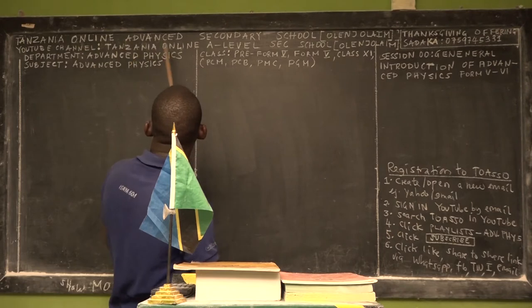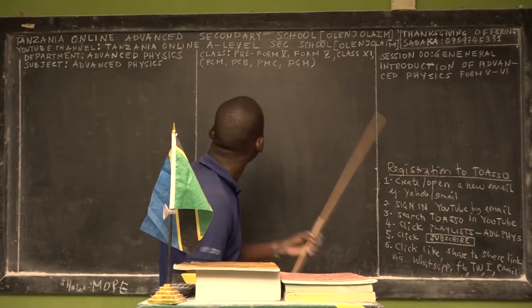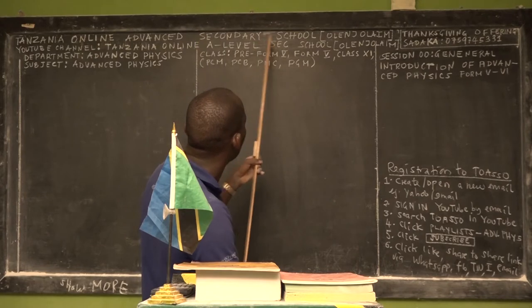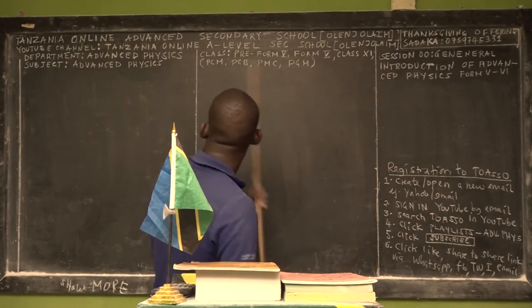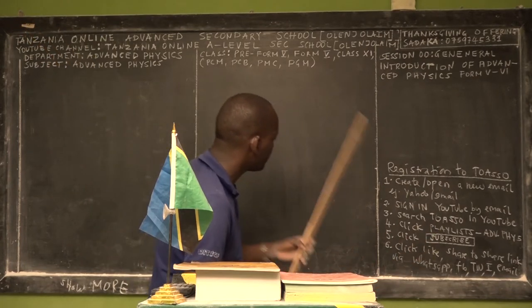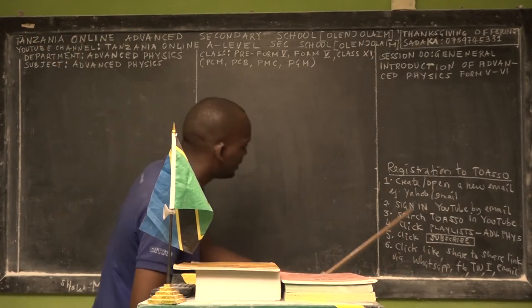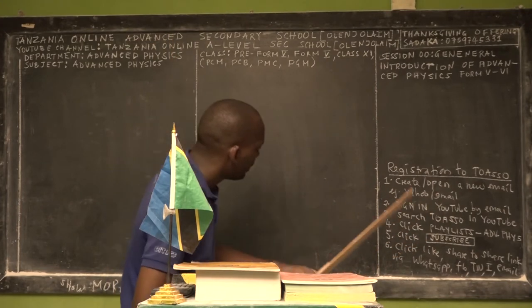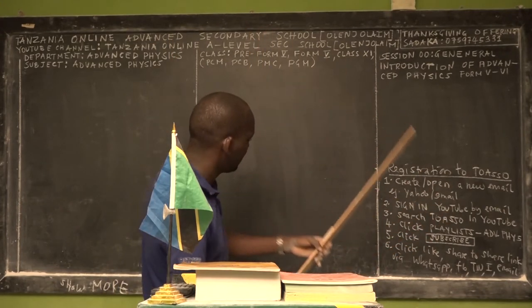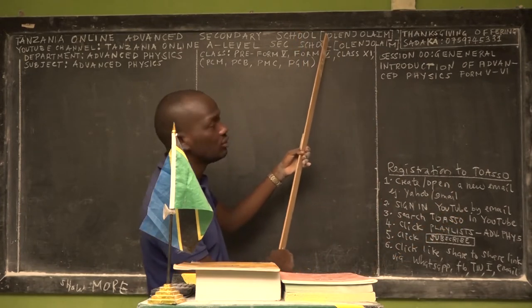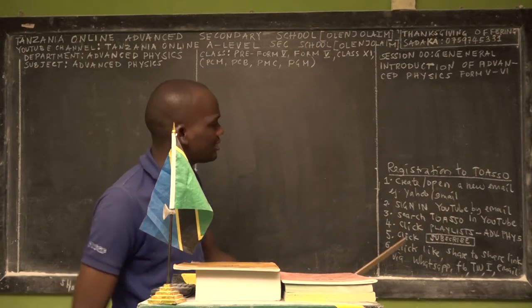Standing for online. Then A is standing for A level, advanced secondary. So it means that T is standing for Tanzania. Then O stands for online. Then we have what again? A is standing for advanced. S is standing for secondary. The second S is standing for school. And O stands for Olenjolai. Wonderful. So this is the abbreviation.